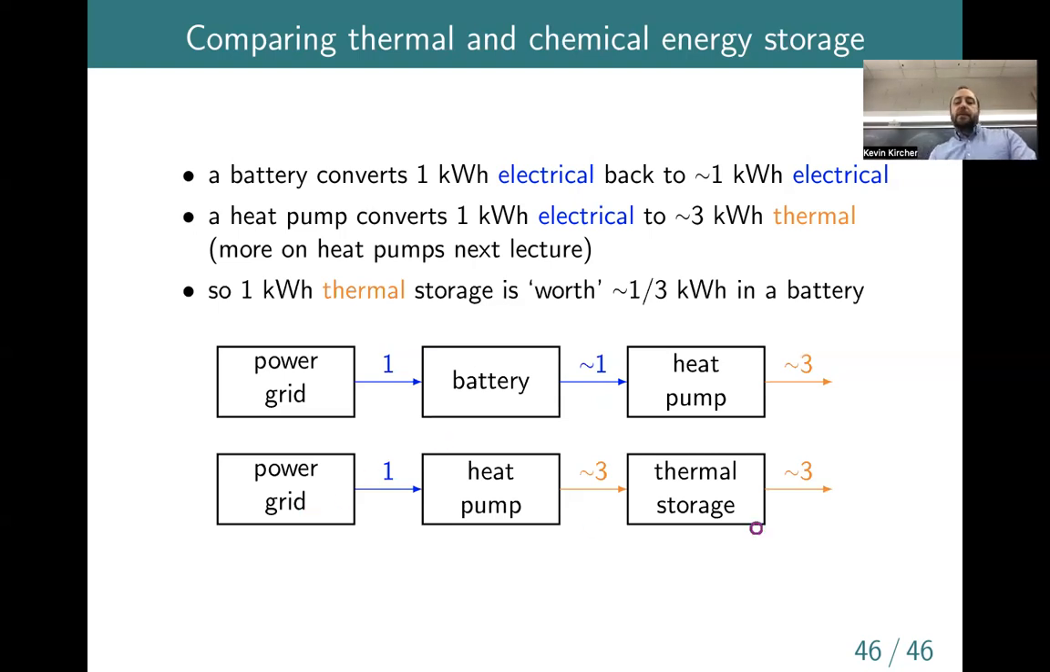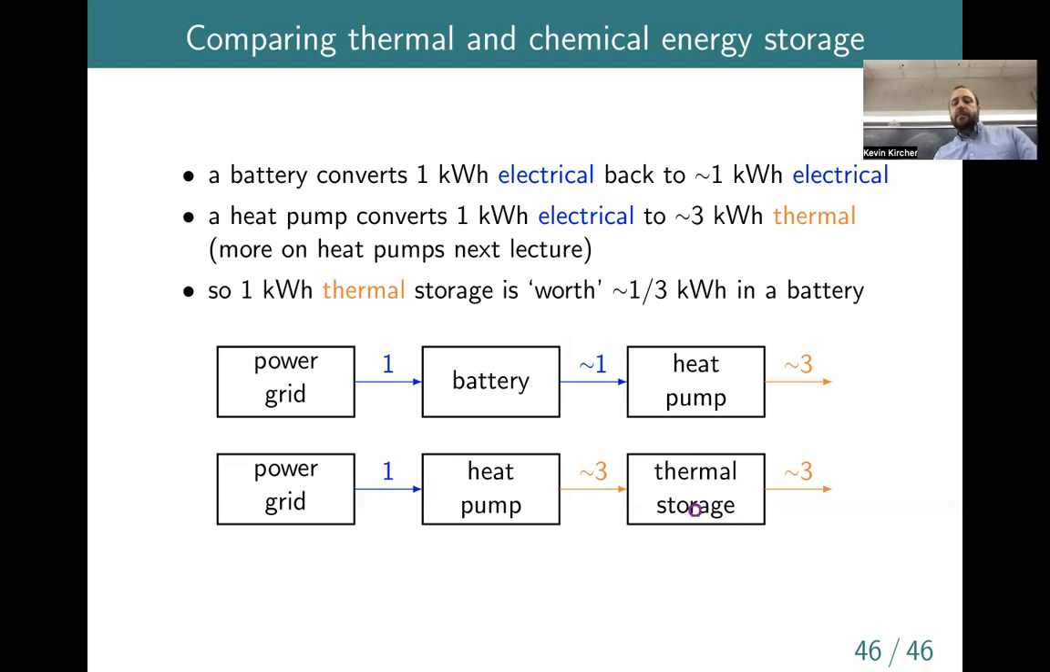Now suppose we have thermal storage instead of a battery. We take the same 1 unit of energy from the power grid, run it through a heat pump, and store roughly 3 units of thermal energy in some thermal storage. This could be in a building fabric, or in what's called an active thermal storage device, like a hot water tank or something like that. We'll talk more about that in a week or so.